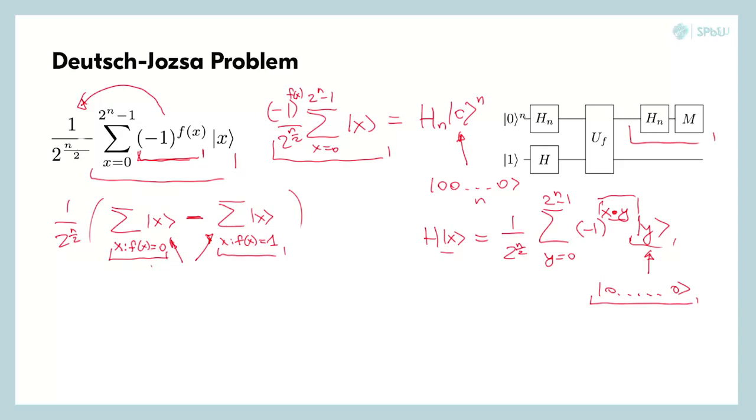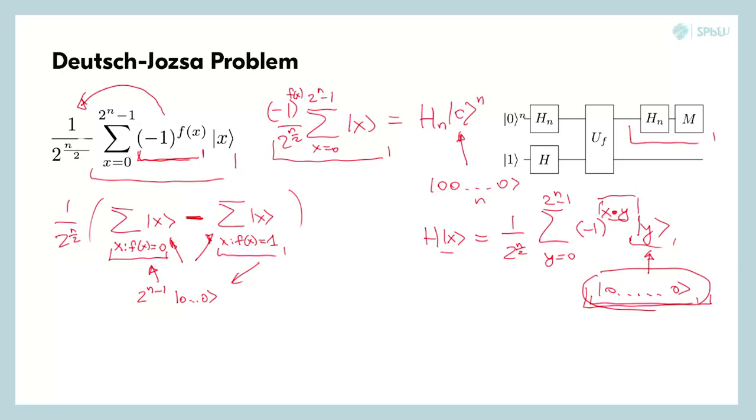So here we will have this number of these vectors of all zeros, and here we will have the same number of these vectors, but with minus. And these vectors will self-destruct. And in the output, there will be no vector of all zeros. And if we measure the result, we will obtain any other vector except this one.